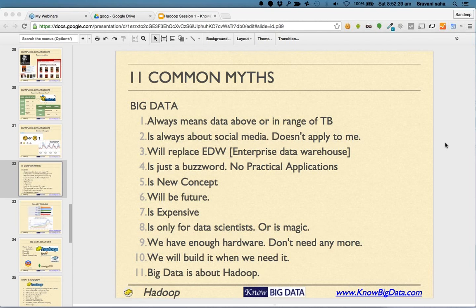We will build it when we need it. Okay, this is another thing which I see as a very big myth. The problem with this kind of mindset is that when you need it, you will not have it, because for having some sort of insights you need to accumulate data, and to accumulate data you need to build it now. Otherwise, by the time you realize that you need to do this kind of analysis, you have already lost so much data. You did not store data, and therefore you will have no insights.